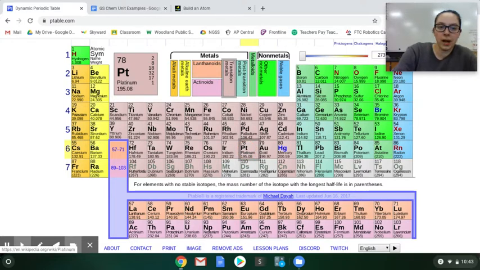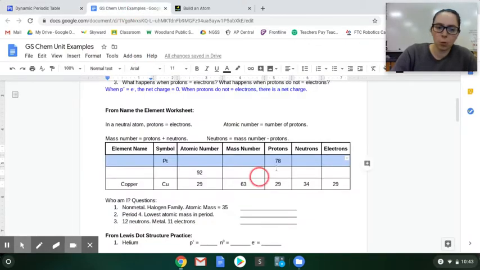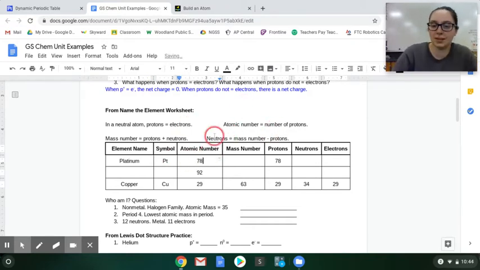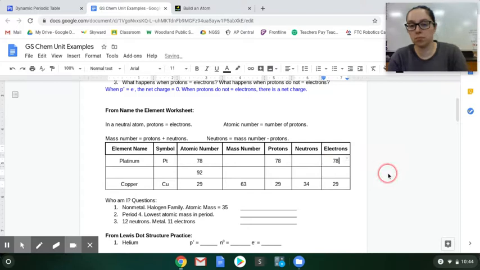Platinum has an atomic symbol of PT. It has an atomic number of 78. We have that information here. I'm going to type in my element name. I know my atomic number is equal to my number of protons. And because this is a neutral atom, I know my protons are equal to my electrons. We've just filled out most of this table just by looking at my number of protons.